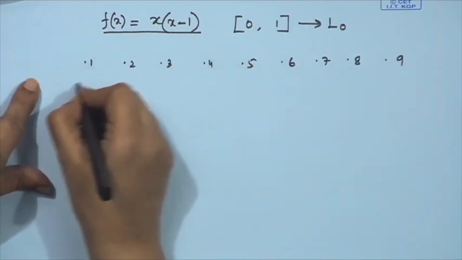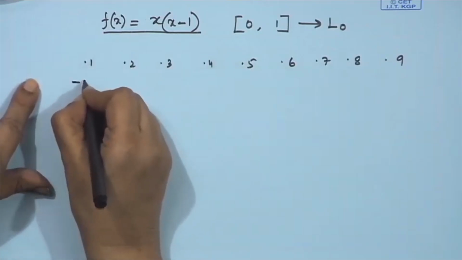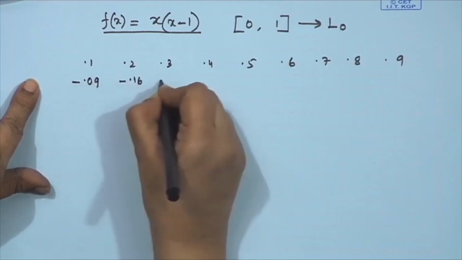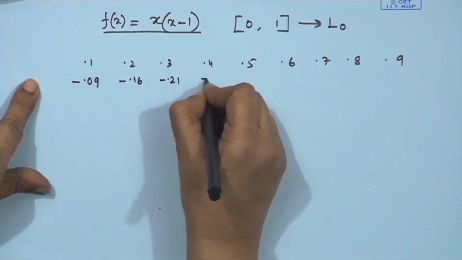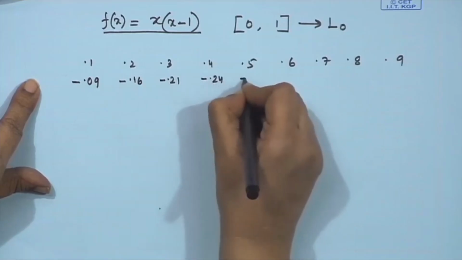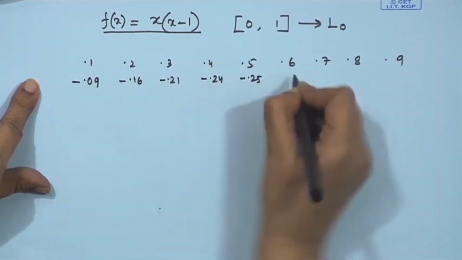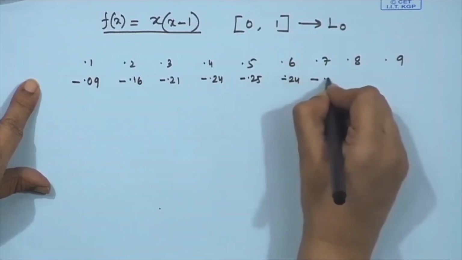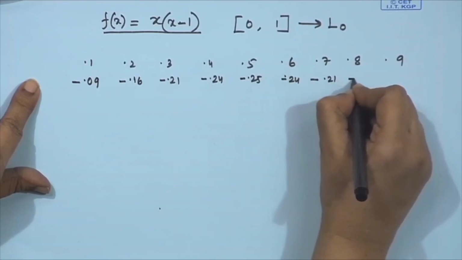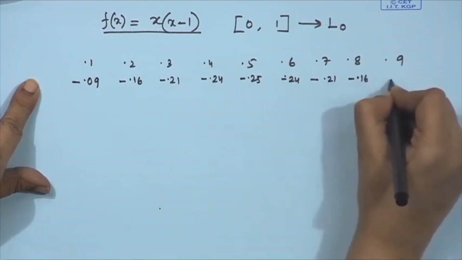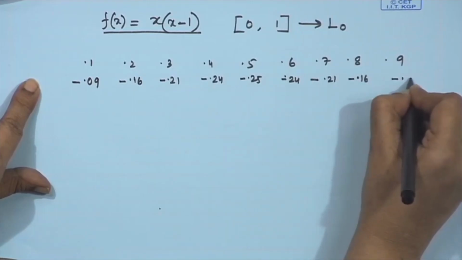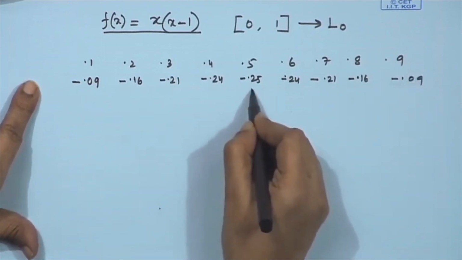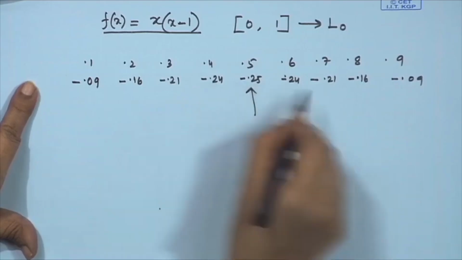If we calculate, we will get the functional values as 0.09, 0.16, 0.21, 0.24, 0.25, 0.24, 0.21. You could guess where the minimum is lying. Okay. Where is the minimum? Here is the minimum. The minimum must be lying here somewhere.